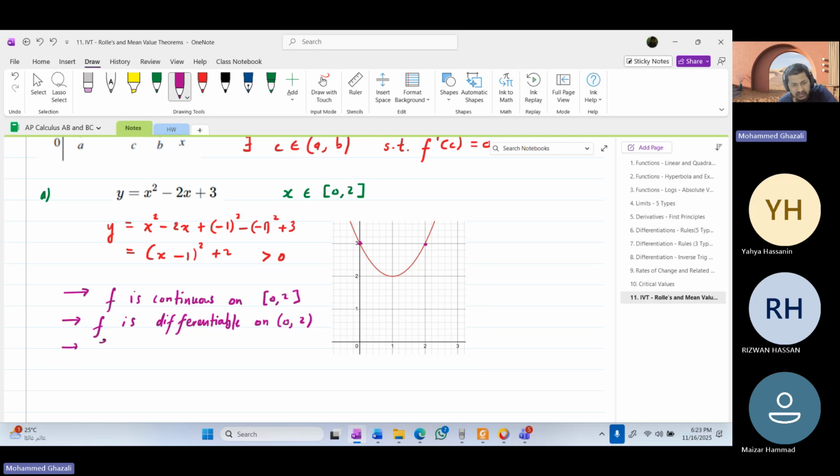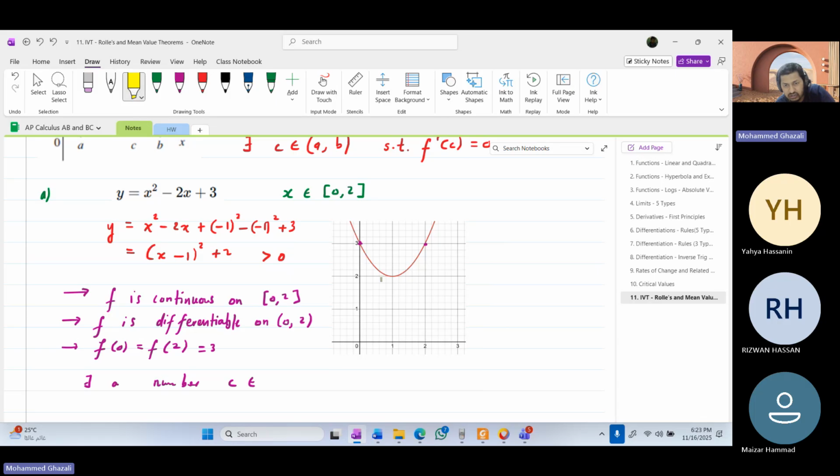And the third condition is f of 0 is equal to f of 2. Aren't f of 0 and f of 2 both equal? What is f of 0? 3. What is f of 2? 3. Both of them give us the same value. So you can say there exists a number c in the interval a to b.